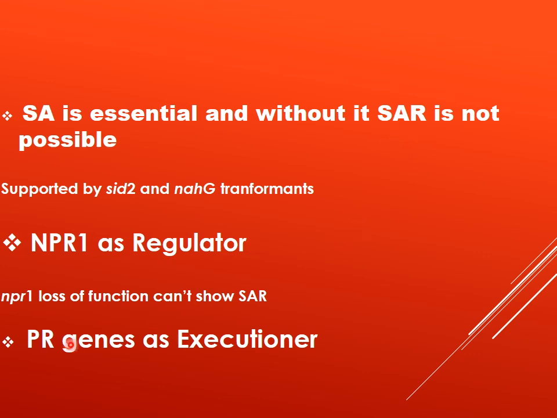The last point is that the PR genes are actually responsible for the execution of systemic acquired resistance, and how salicylic acid, NPR1 and PR1 genes are interrelated with each other we are going to discuss in the next slide, and as a result of their interaction, SAR is possible.